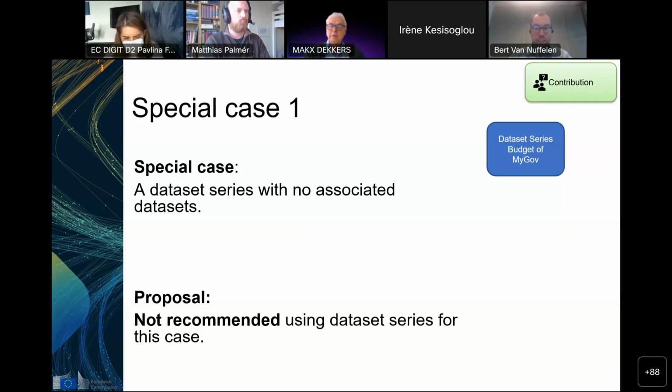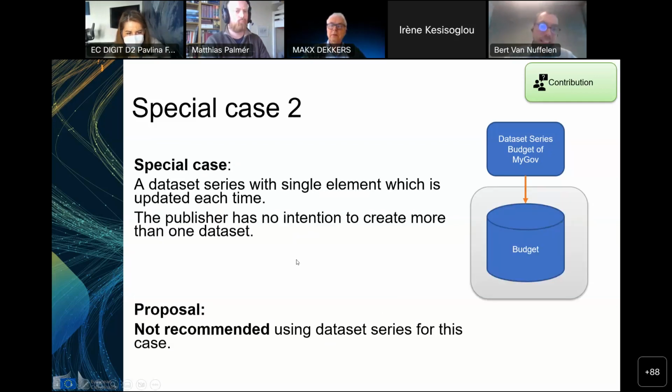Okay, then I'm going to the second case, and that's a special case where the intent is actually to describe a dataset, and the only element in the collection is a dataset that you always update with the most recent information. So you have the idea that there is new data available yearly, and you update that one dataset, and you have no intent to provide snapshots or states of affairs as different datasets.